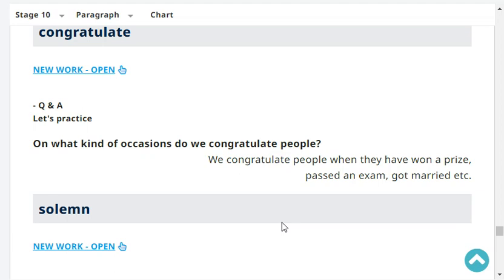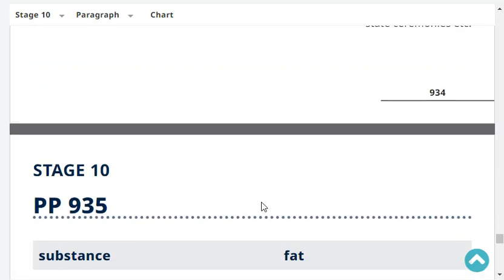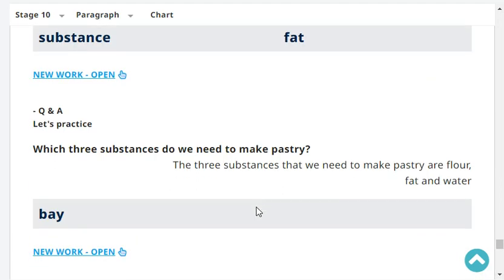On what kind of occasions do people speak solemnly? The kind of occasions that people speak solemnly are funerals, state ceremonies, etc. Very good.